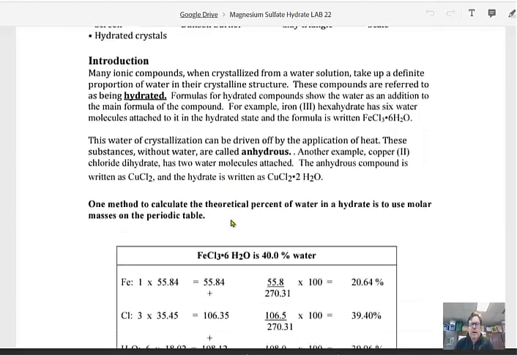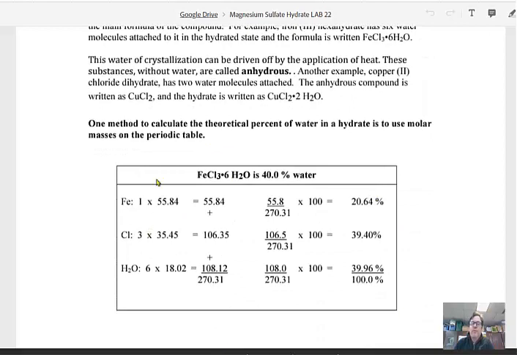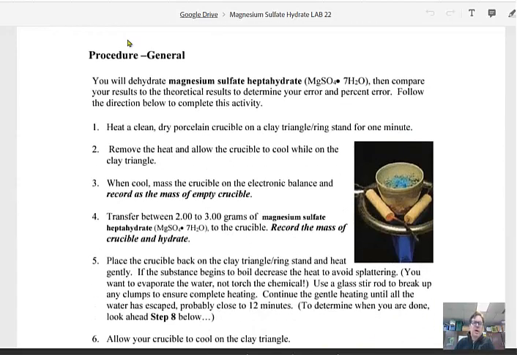It talks about the hydrated compound, an example of how we figure out percent water in a hydrated compound. This is like we've been doing in class on our worksheets. You will need this when it asks you the theoretical amount of water in the compound that we use. So we do it just like we've been doing. Remember, theoretical is what you should have gotten, using our data from the periodic table. So this is right here how you would do that. Make sure you read through the directions again.